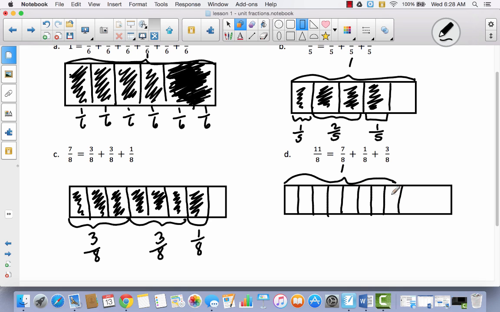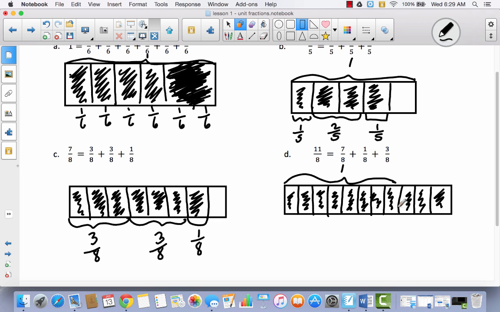So now I should have 1, 2, 3, 4, 5, 6, 7, 8. And then I'm going to come over here and I'm going to make 3 more. So that now I have 1, 2, 3, 4, 5, 6, 7, 8, 9, 10, 11. So they should all be pretty close to the same size because these are all eighths. So they should all be the same size. So you're going to come in here and you're going to shade these. And then we're going to label them the way that they decompose them.